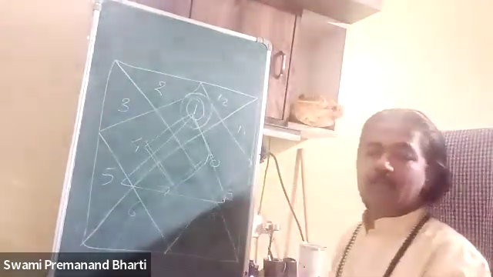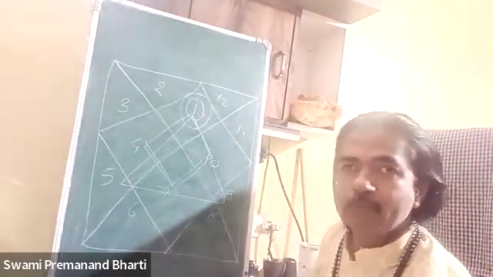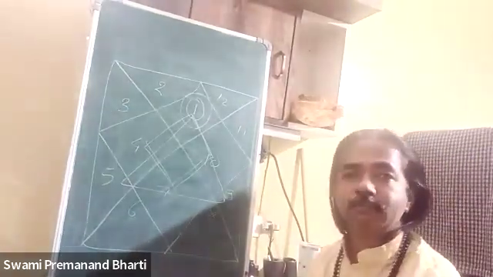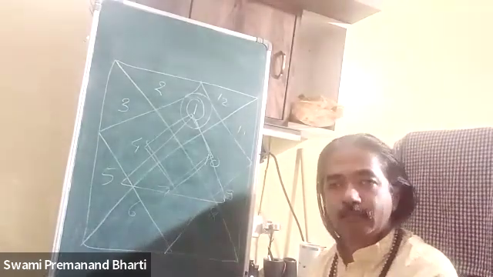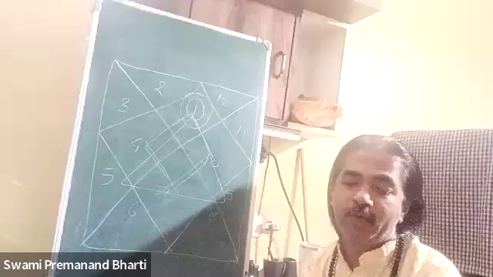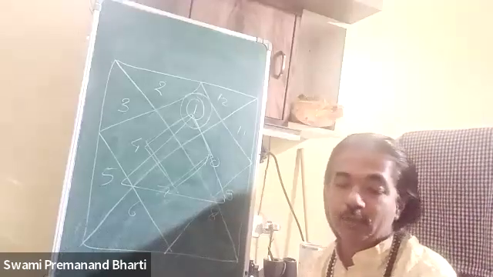Any question on Kendra houses or Trikona houses before we move forward? Shama? No, no, I'm good. It's 1, 5, 9, right? 1, 5, 9 is trine, or triangle, or Trikona.